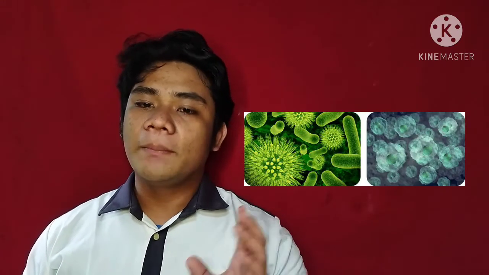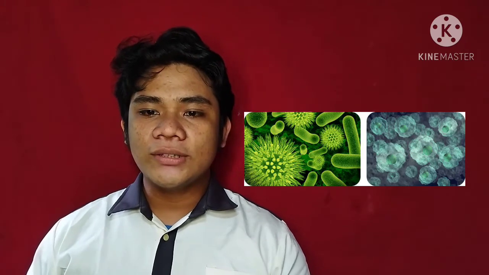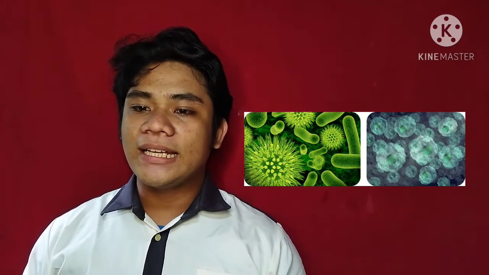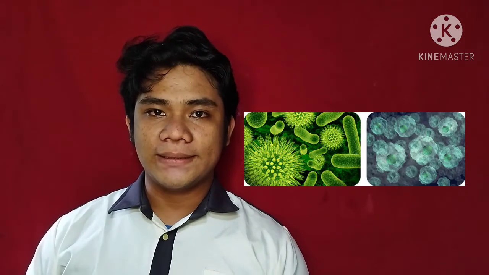Number 3 is eukarya. Eukaryotes are organisms whose bodies are made up of eukaryotic cells, such as protists, fungi, plants, and animals. Eukaryotic cells are cells that contain a nucleus and organelles and are enclosed by a plasma membrane.